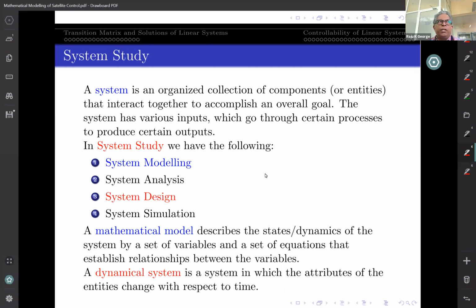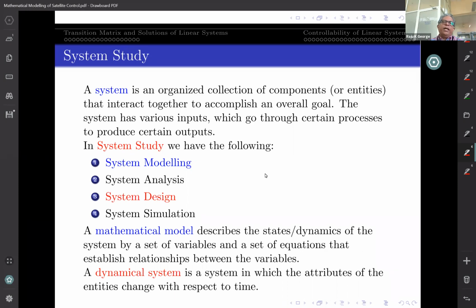Then in the mathematical model, there may be various parameters, various functions, various variables coming in, and you change those variables and parameters and then see how the system is behaving. That can give us an insight of how the system will behave. Okay, so let me start with what is a system.